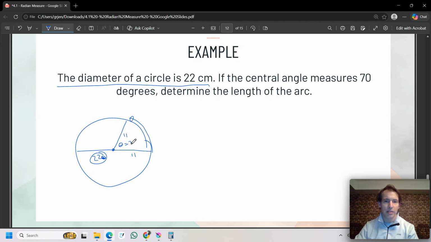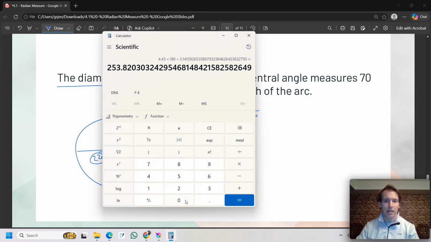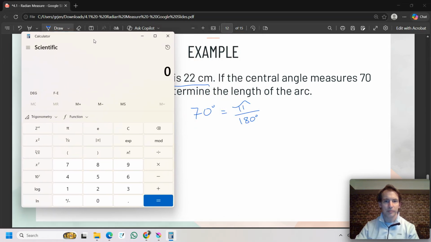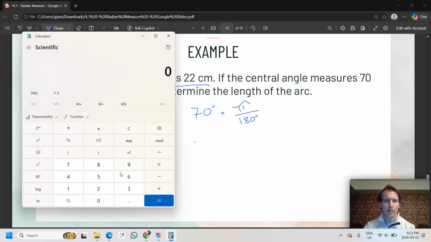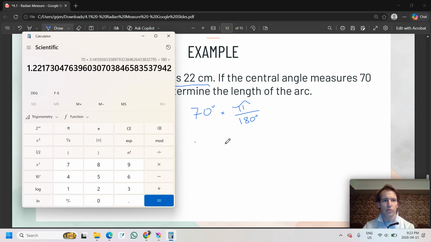Well, this is 70 degrees. But I'm going to go ahead and convert. Oh, wait, pause. Do it yourself. You're back. Okay, so I'm going to convert 70 degrees into radians. 70 times pi divided by 180 equals 1.222.